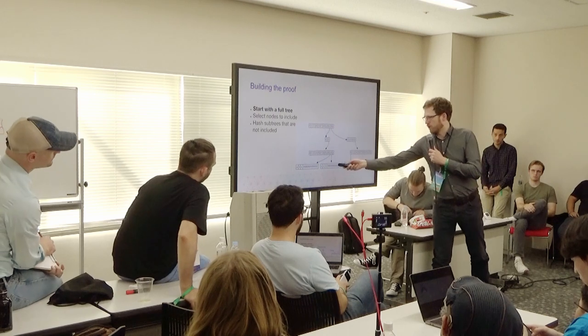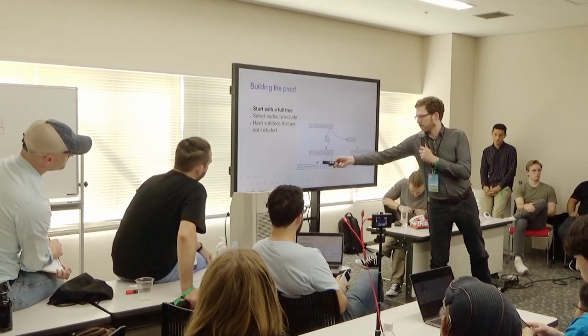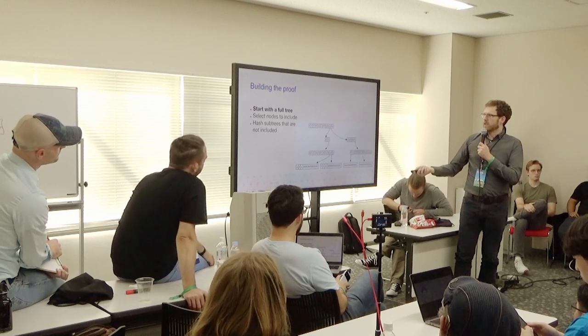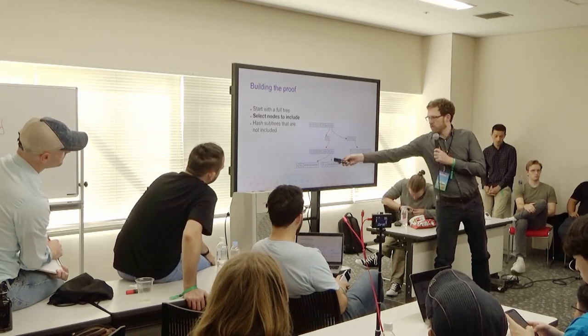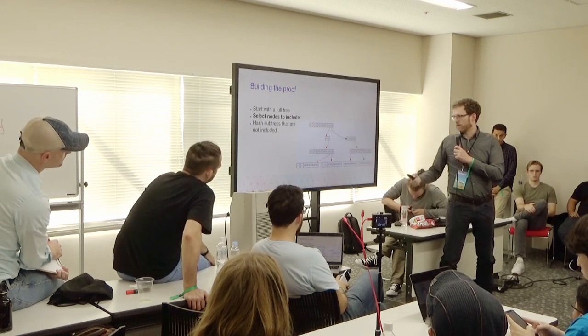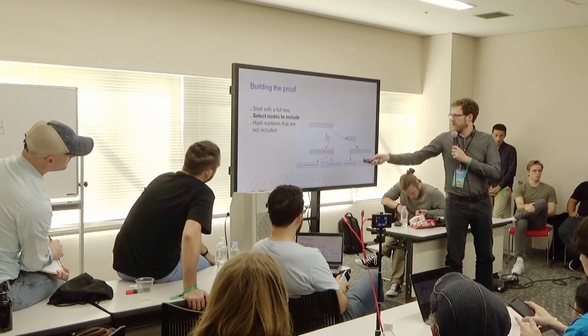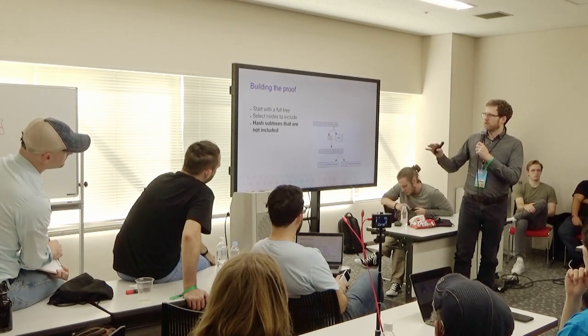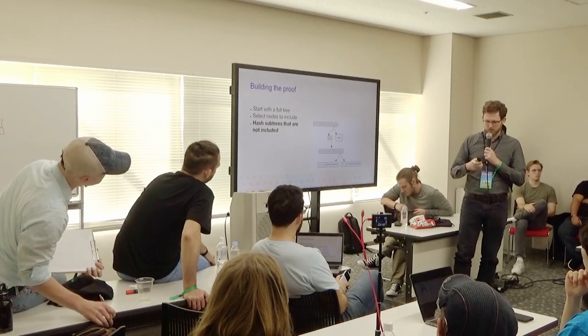You want to make a proof that you know the values of those two leaves. So you start by selecting the nodes. If you want those two leaves, this is in red the path that you will have to travel, which means that everything that is left will be hashed. So this is roughly the tree that you're going to send over.